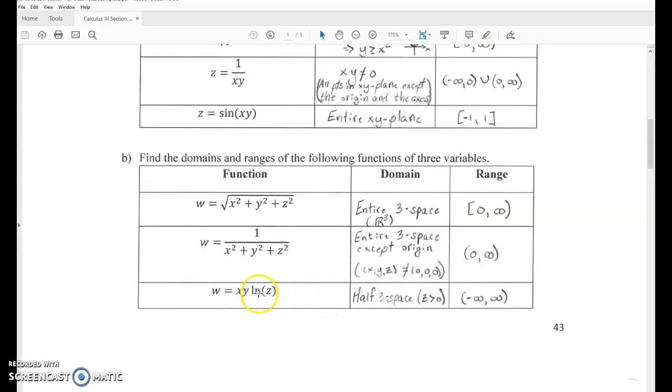But once we do that, the natural log function we know runs from minus infinity to infinity. So this whole function will run from minus infinity to infinity. So the range is minus infinity to infinity.